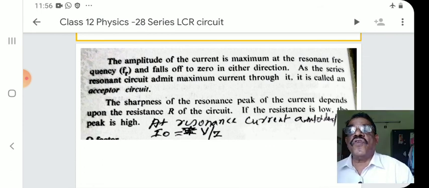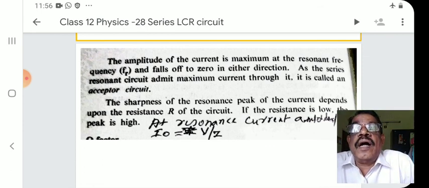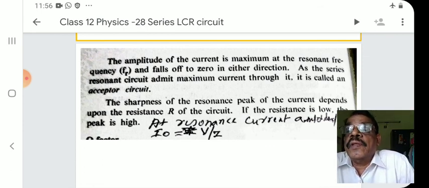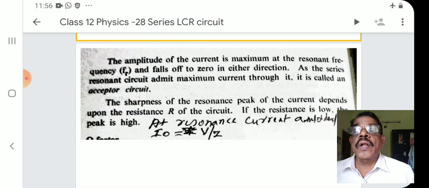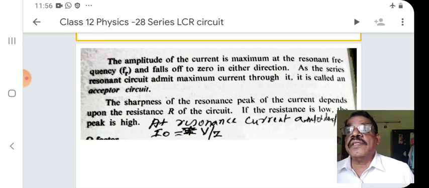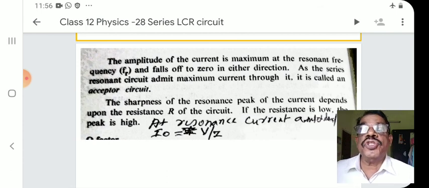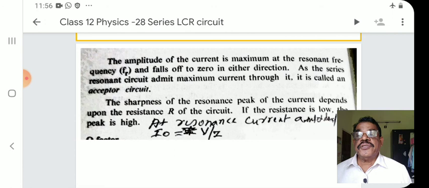The amplitude of the current is maximum at the resonant frequency FR and falls off to zero on either direction. As the series resonant circuit admits maximum current through it, it is called acceptor circuit.